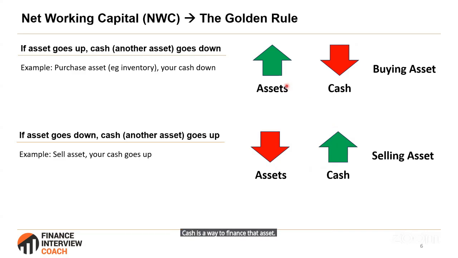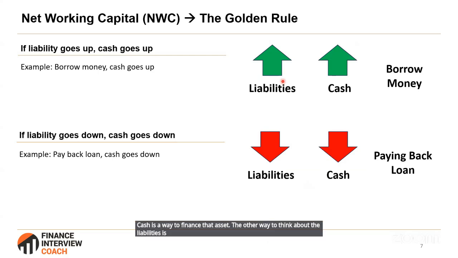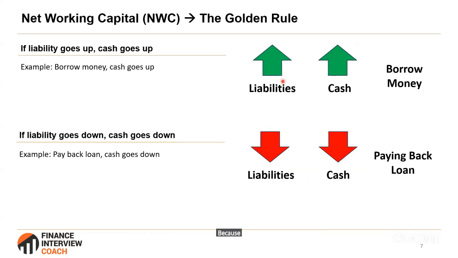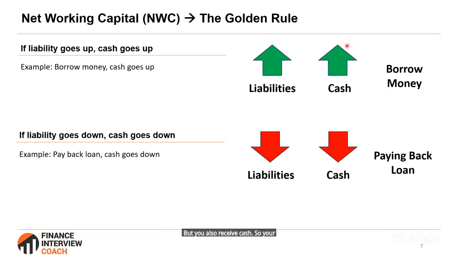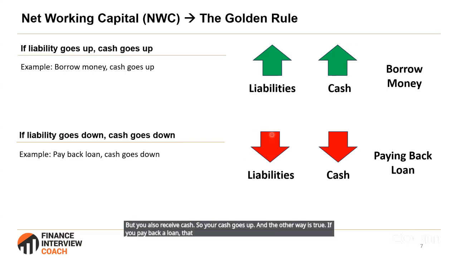The other way to think about the liabilities is if the liability goes up, cash goes up because it's like borrowing money. If you borrow money, your liability goes up. You owe that money now, but you also receive cash, so your cash goes up. And the other way is true. If you pay back a loan, that liability will go down. You owe less now, and your cash will go down because you just paid for it.